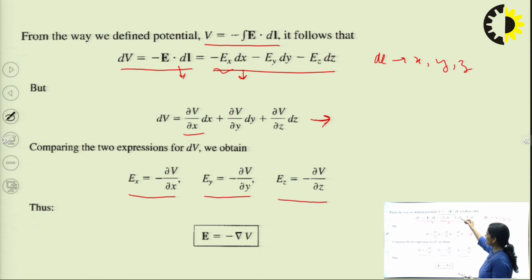So when we are comparing these two equations, we will get Ex, Ey, Ez. Now this is for coordinate x, this is for coordinate y, and this is for coordinate z. Now generally, if you want to generalize this equation, then E is equal to minus del V. So this is the final equation, or you can say this is the relation between electric field intensity and electric potential.